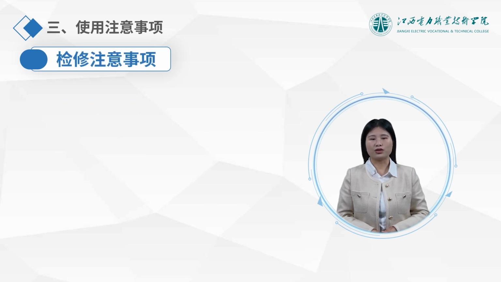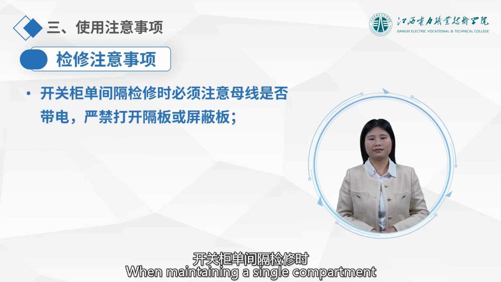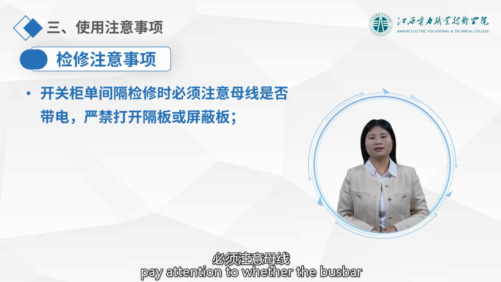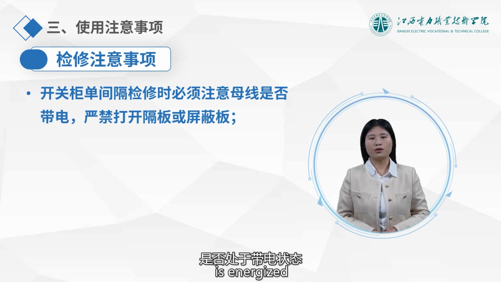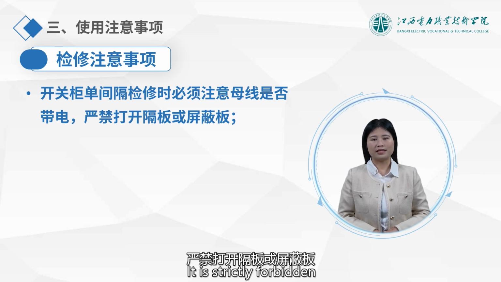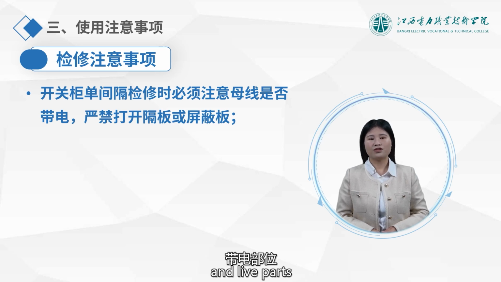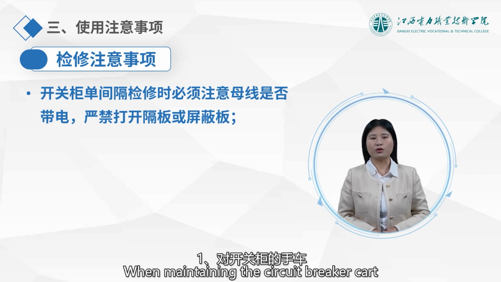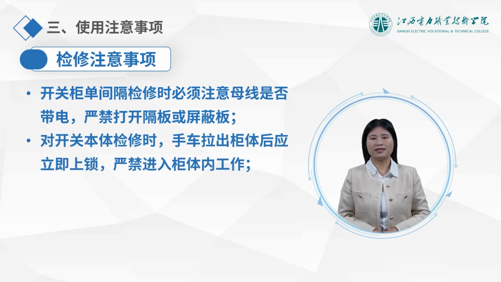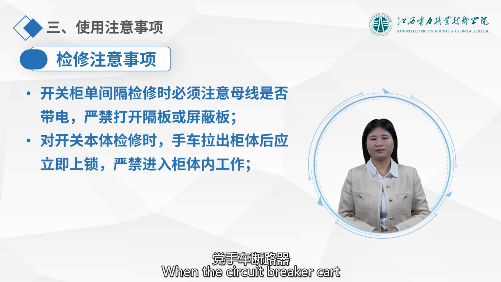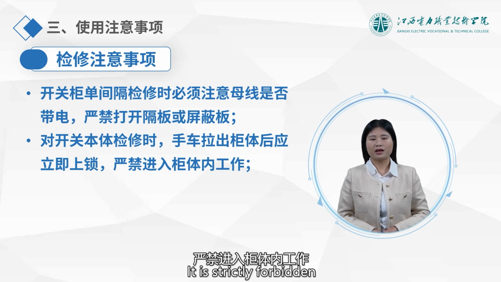During maintenance, when maintaining a single compartment of the switchgear, pay attention to whether the bus bar is energized. It is strictly forbidden to open barriers or shield plates to prevent touching the stationary contacts and the lift parts. When maintaining the circuit breaker cart in the switchgear, when the circuit breaker cart is pulled out of the cabinet, it should be immediately locked. It is strictly forbidden to work inside the cabinet.